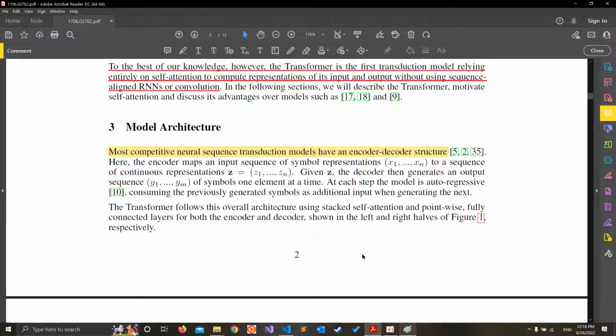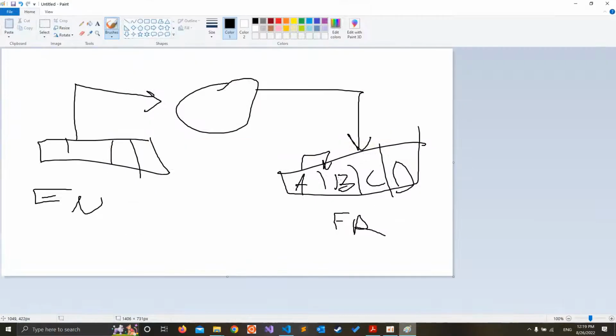Here, the encoder maps an input sequence of symbol representations, for example x1 to xn, to a sequence of continuous representations, which is z1 to zn. Given that, the decoder then generates an output sequence y1 to ym of symbols one element at a time. At each step, the model is autoregressive, consuming the previously generated symbol as additional input when generating the next. As I mentioned here, when predicting the B, it not only uses that latent space, which is called Z in this paper, but also the previous word that was predicted here.